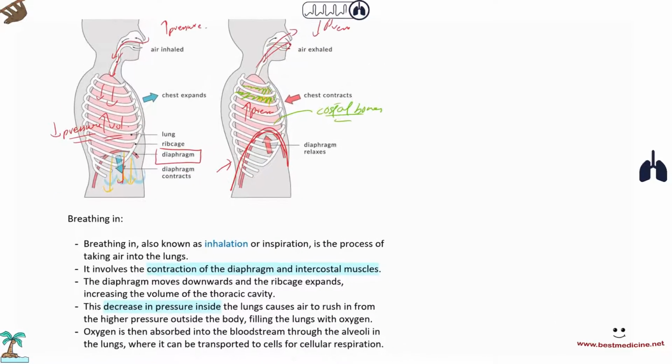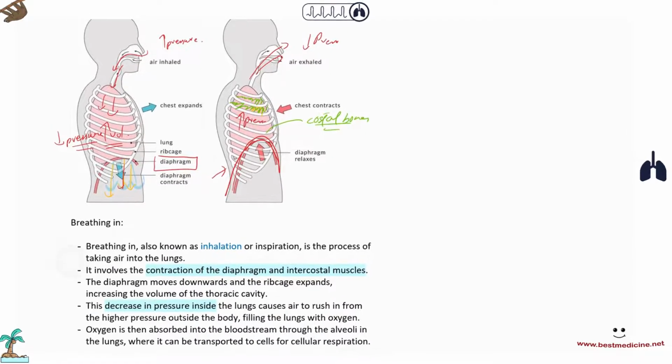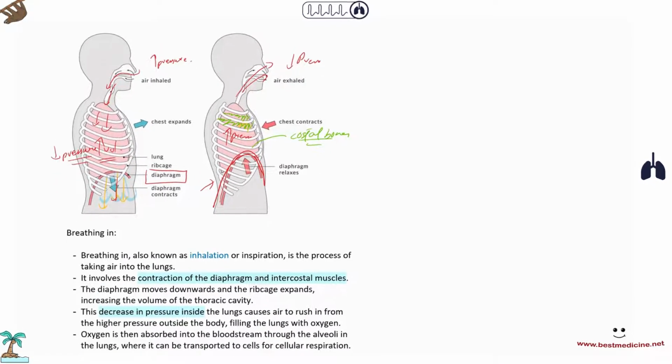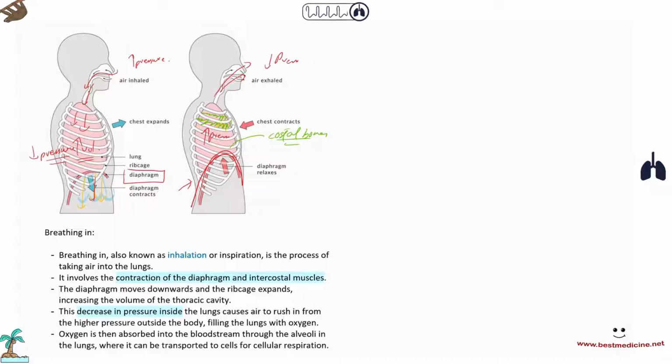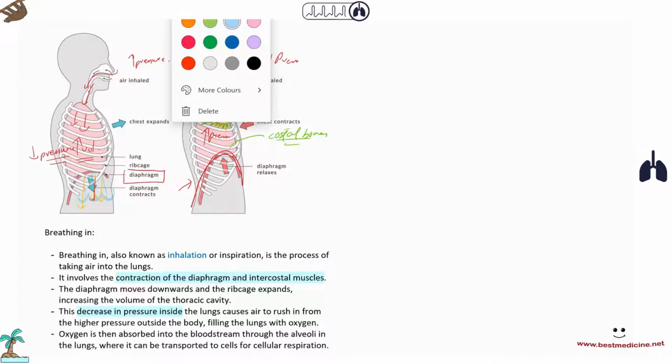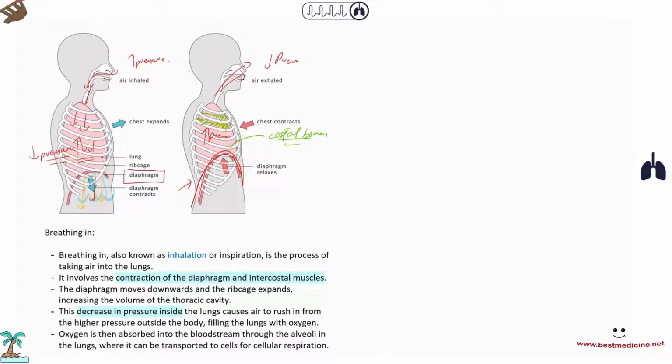So again, breathing in is also known as inhalation or inspiration, and it is the process of taking air into the lungs. Now what happens is that the diaphragm contracts and it flattens down, right? The diaphragm moves downwards and the rib cage expands, increasing the volume of the thoracic cavity. This decreases the pressure inside the lungs, causing air to rush in. Oxygen is then absorbed into the bloodstream through the alveoli in the lungs.